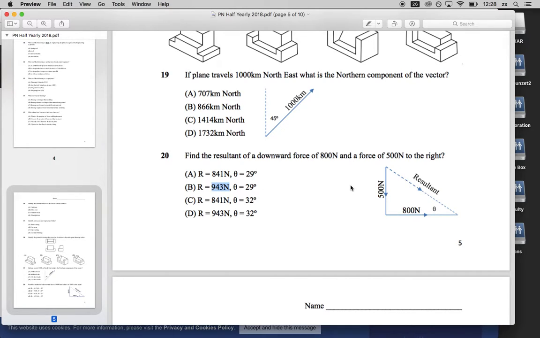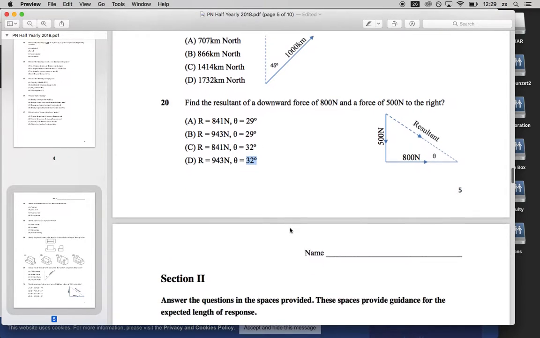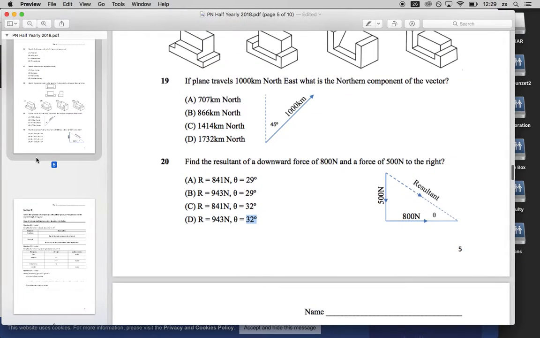And to find this angle theta, it's going to be equal to the opposite over the adjacent, so the arctan, or inverse tan, of 500 divided by 800. So 5 over 8, and then the inverse tan of 5 over 8 will give you, I think, 32 was the correct answer. Okay, that's all I have time to go through at the moment, and I will do some more later.